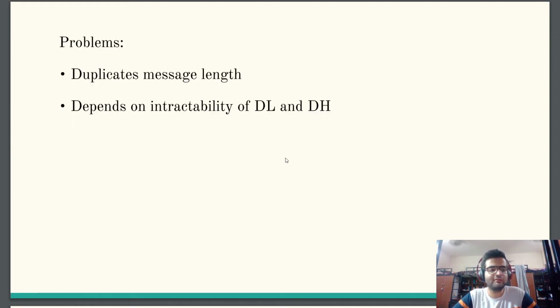The problem with the ElGamal cryptosystem is that it duplicates the message length. The message which was sent has a duplicated length, and it depends on the intractability of DL and DH.